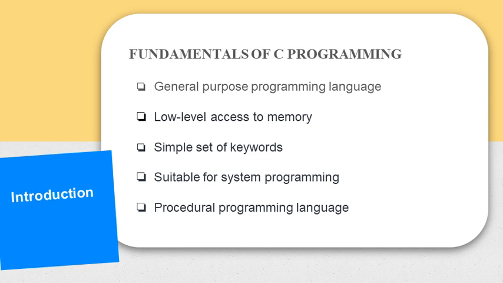C is a general purpose programming language that is designed to be used in a variety of application domains rather than specialized for a particular task or industry. So it can be used in different domains. It is not meant for one particular domain.